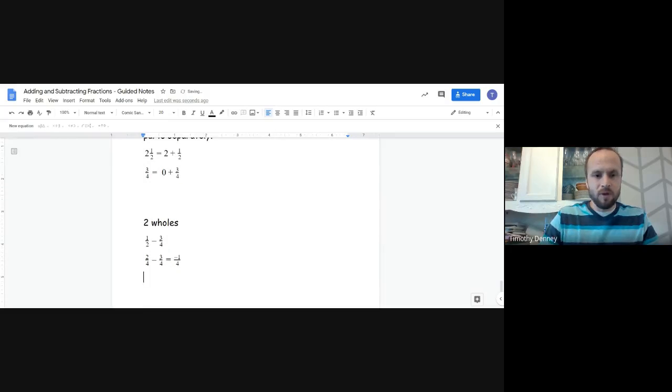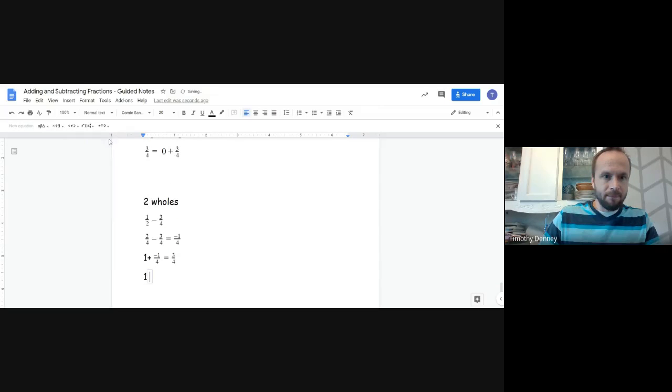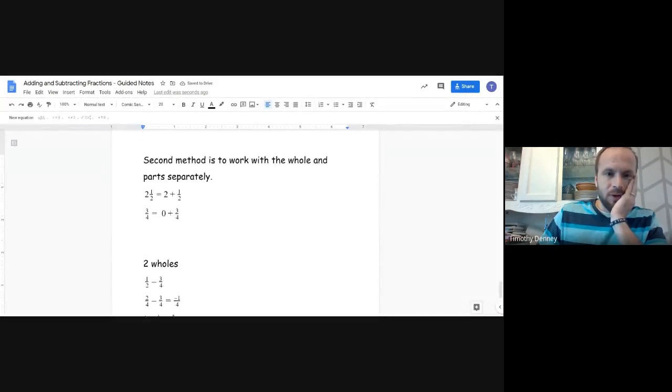In other words, I can take one of my wholes and add negative 1/4 to it. What that gives me is a positive 3/4. And then I'm left with, because I used one of these wholes to take care of this negative number, I'm left with 1 and 3/4. Now, this is quite a few steps.